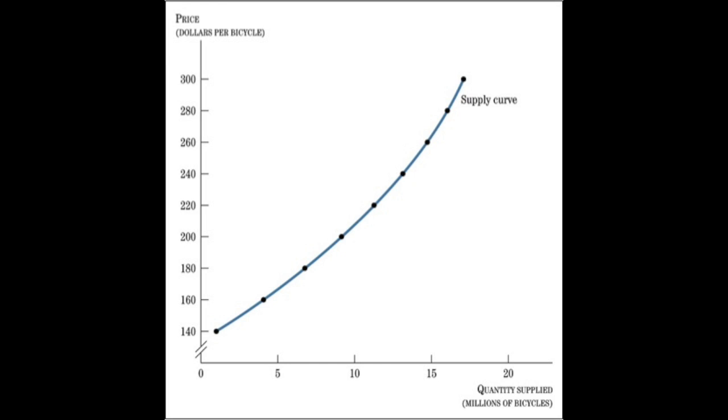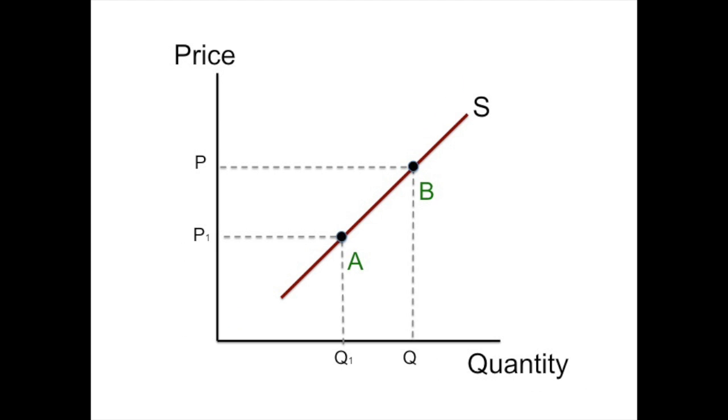The law of supply states that there is a tendency for the quantity supplied of a good in the market to increase as its price rises. For a supply curve to be consistent with the law of supply, the supply curve must be upward sloping.